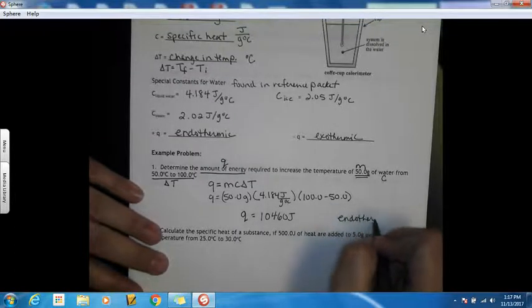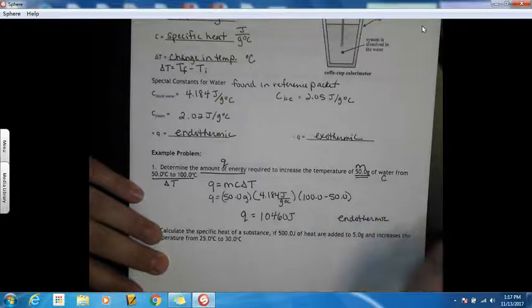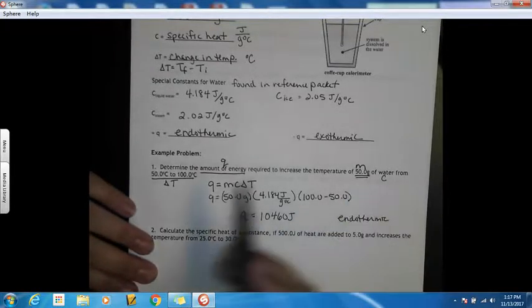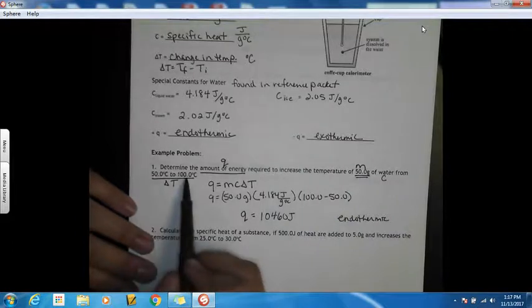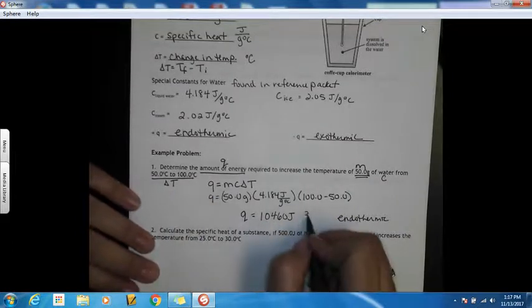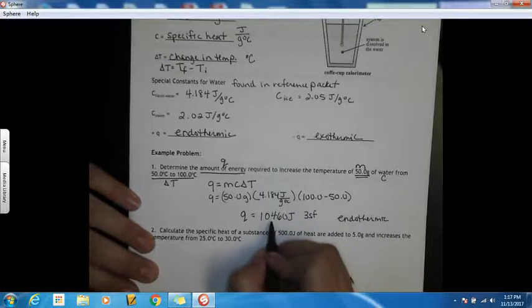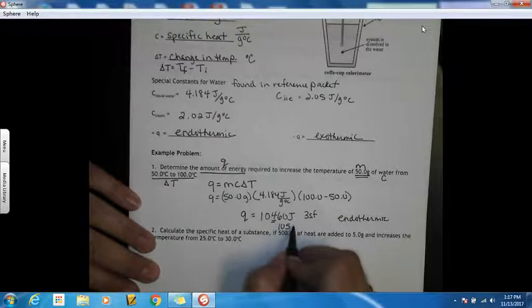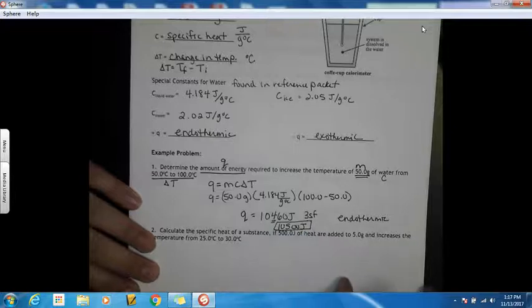Again, we know it's endothermic because our delta T was positive, temperature increased, so heat was added in. If we look back at our significant figures, we have 3 significant figures here, 3 there, and 4 there. So we need to round our answer to 3 significant figures. So our third significant digit is this 4. So we can round it up, so it'd be 10,500 joules would be our final answer.